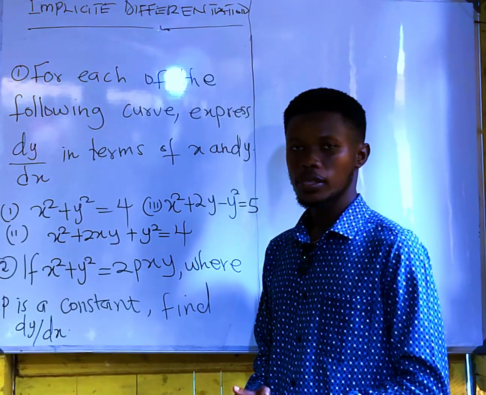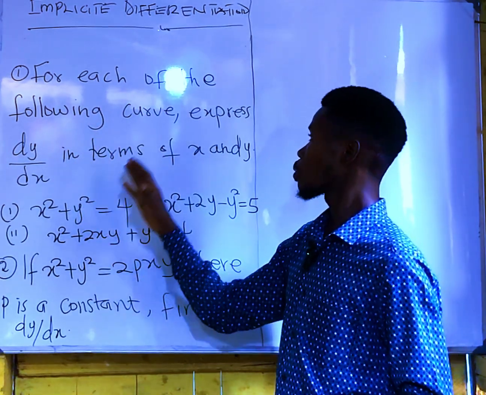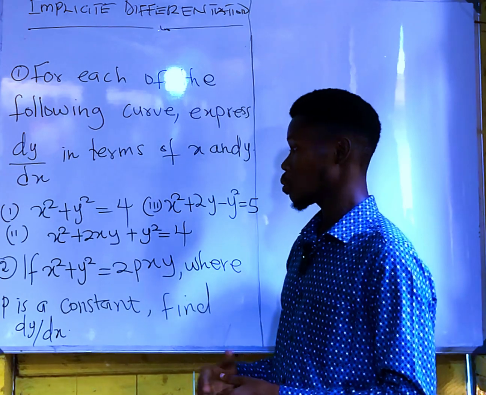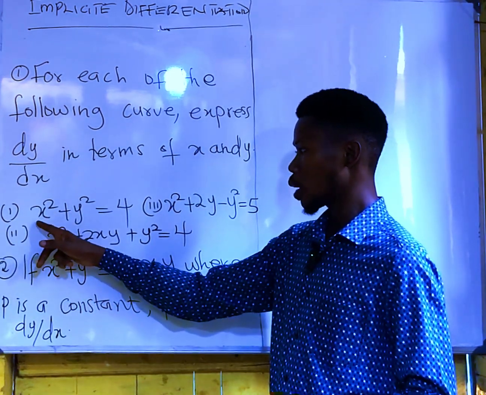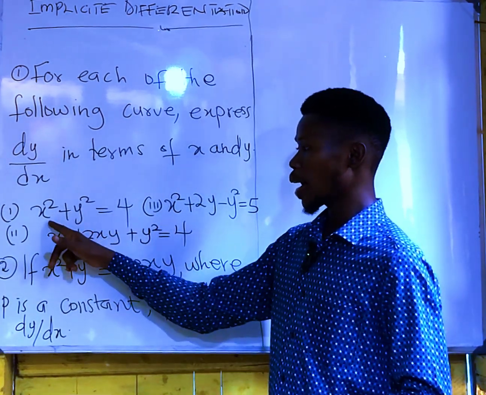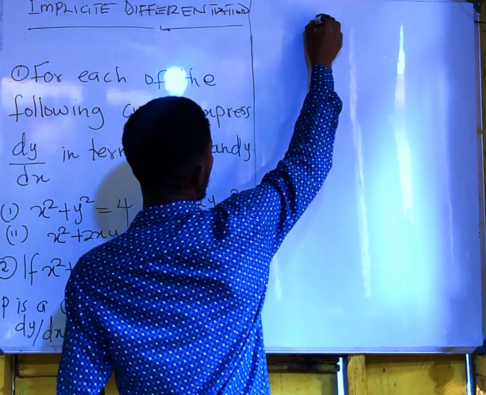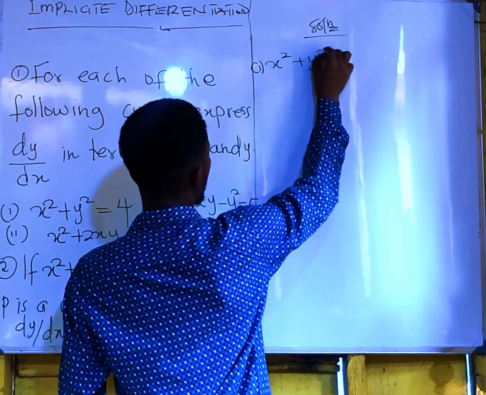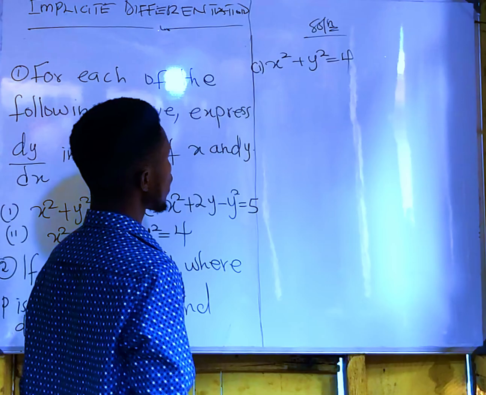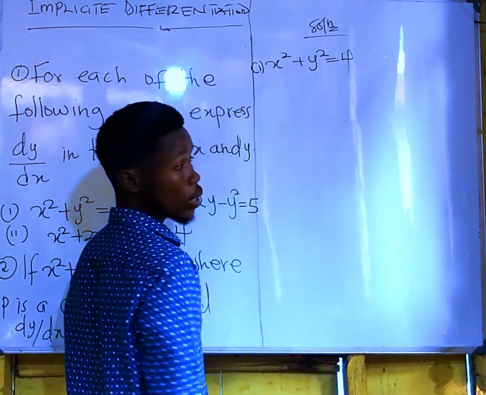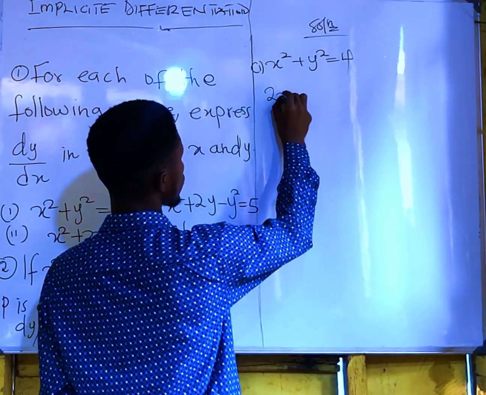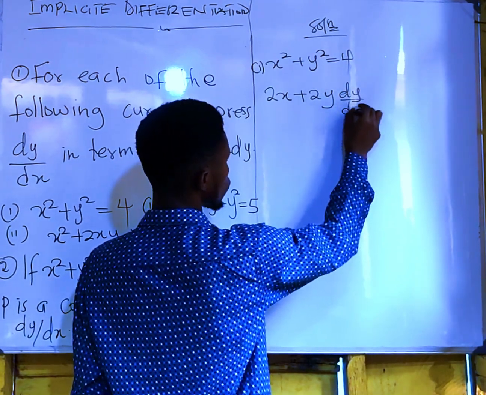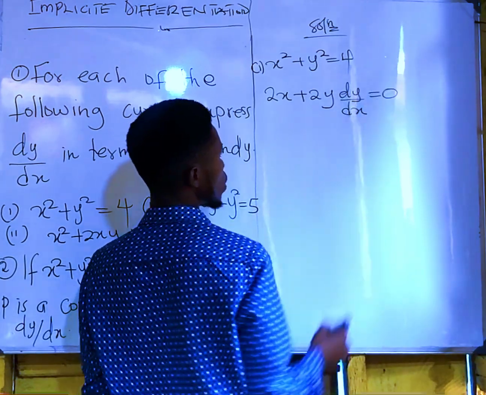Okay, now let's look at these examples. For each of the following curves, express dy/dx in terms of x and y. So let's start with part one. I'll do part one, then you try part two. Very good. So part one is saying that x squared plus y squared equals 4. So we have to differentiate this. If you differentiate x squared, we all know that it will give us 2x. If you differentiate y squared, that will give you 2y. Then you attach dy/dx to it. Is that okay? If you differentiate 4, which is a constant, it will give you 0.